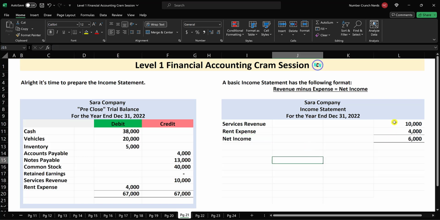Notice that debits and credits don't apply once you get to the financial statements, okay? And the numbers are not positive and negative either. The numbers are all positive, so you have to do your addition and subtraction correctly, okay? Revenue minus expense equals this one. There's no debits and credits. Now it's all just being presented in the same format.